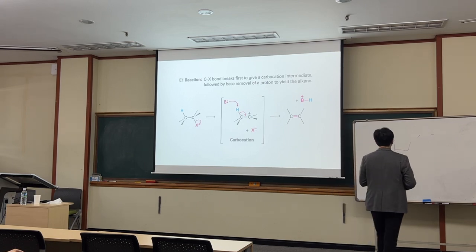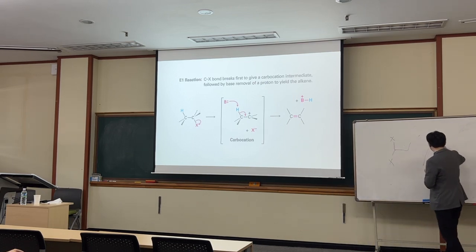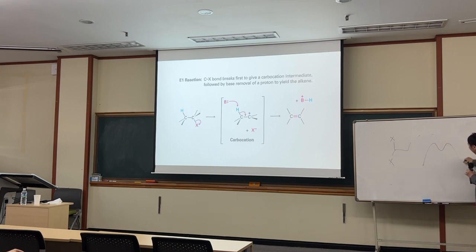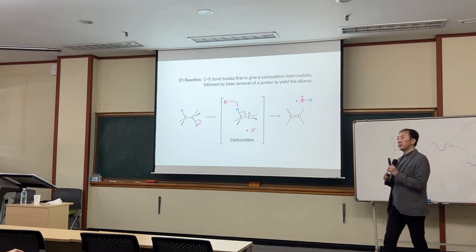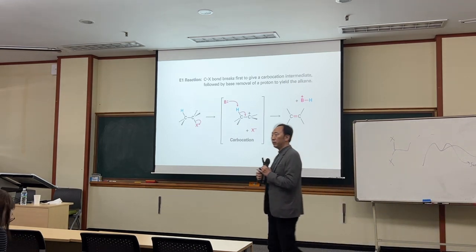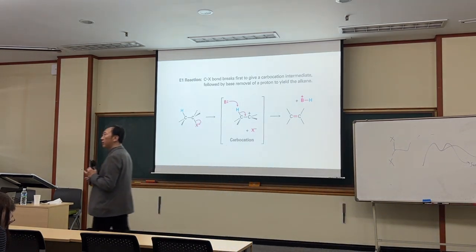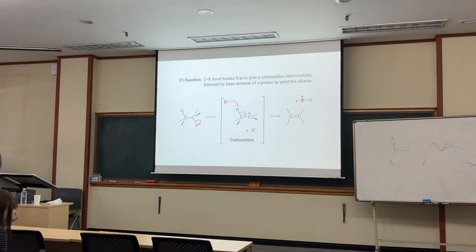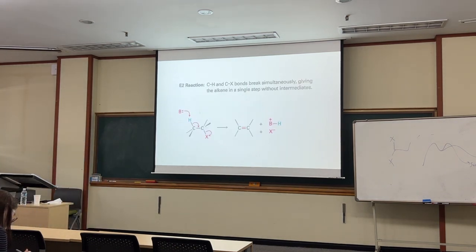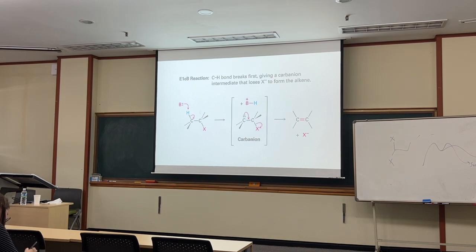That means it forms an intermediate like this. One way is it can go SN1 reaction. The other way it could go to E1. The product is different. So it seems like there is some similarity between E2 and SN2, E1 and SN1. In a very funny way, there's another mechanism.